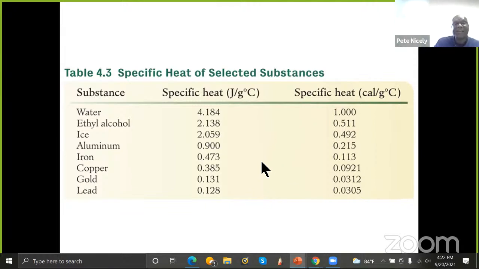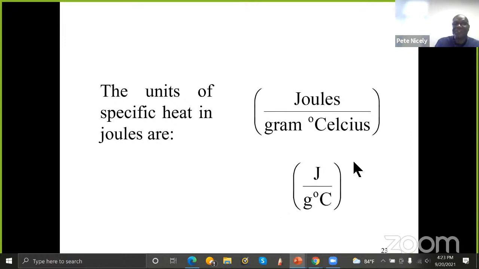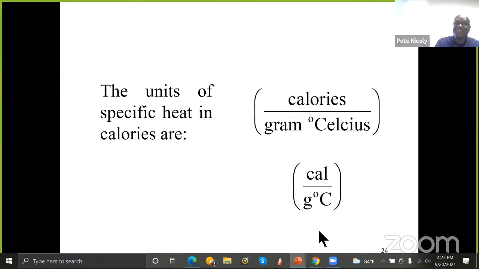Okay, so with that said, as I said before, the units of specific heat, if the joule unit is used, would be this right here, right? This combination of units, joules divided by grams times degrees Celsius. Or another way of just writing the units using the symbols is this way, all right? On the other hand, if you're using calories, then this would be the combination of units, or you can simply write it this way, all right?